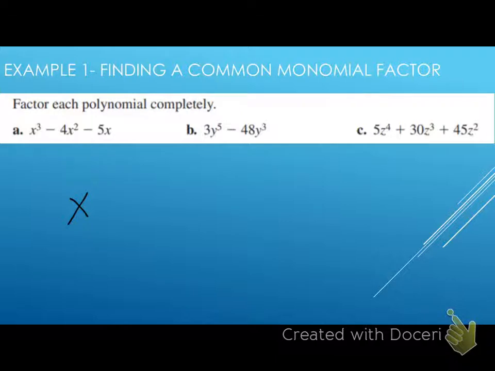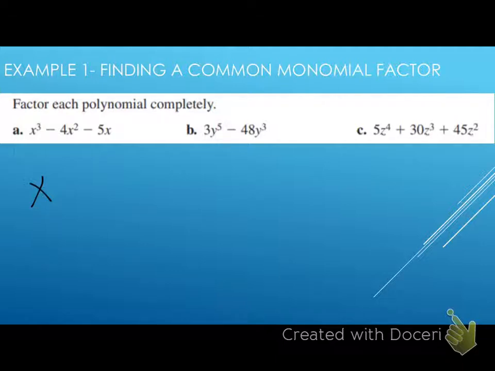If I listed this out, x to the third would be x times x times x, right? That'd be minus 4 times x, minus 5x. Essentially, you're only as strong as your weakest player. That's how I always describe it. So since this one only has 1x, they only all have 1x in common. Does that make sense? So my GCF in this case is going to be x.